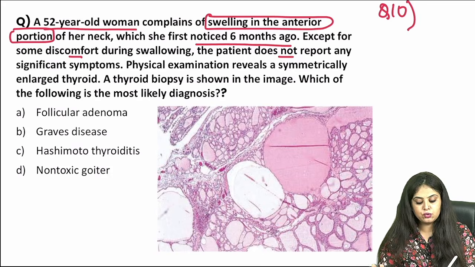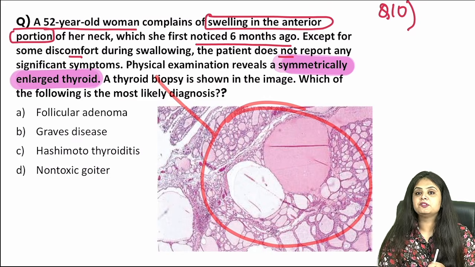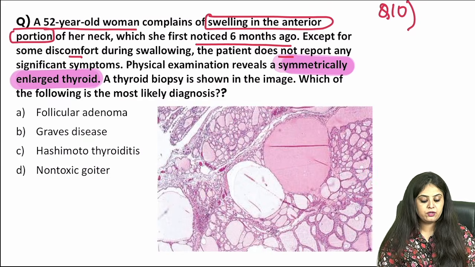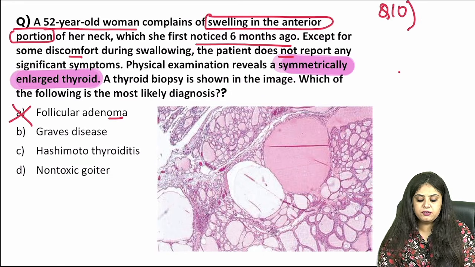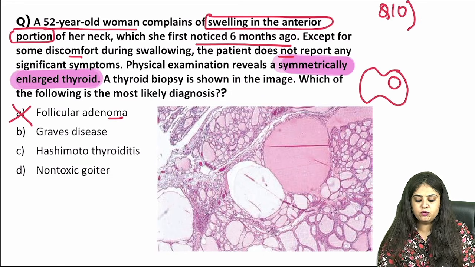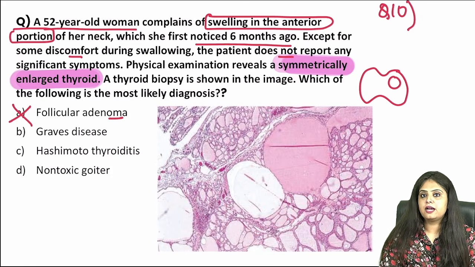Physical examination shows symmetrically enlarged thyroid. Even if I stop here, because after this all that's left is a thyroid biopsy, symmetrically enlarged thyroid will never be a tumor, because adenoma or any kind of tumor will, if you draw this to be the thyroid, be a solitary nodule or a lesion. At least the benign follicular adenoma is ruled out.